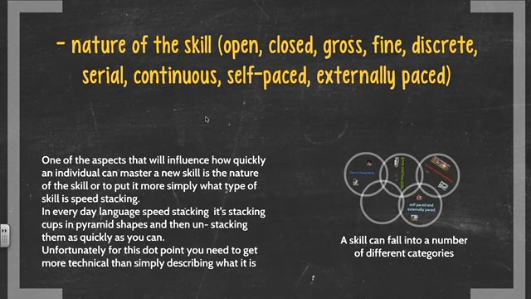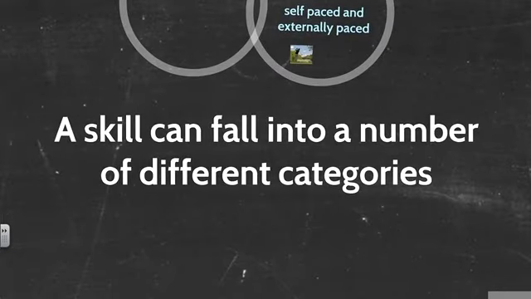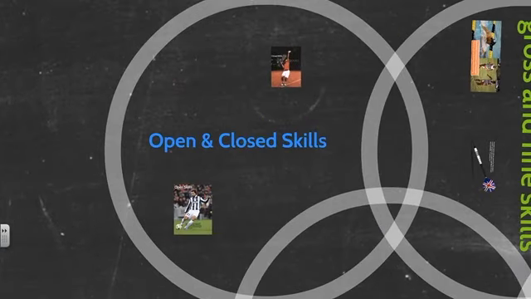So the first actual dash point is nature of the skill, and one of the aspects that will influence how quickly an individual can learn a new skill is what type of skill it is, or put it more simply, what type of skill is speed stacking? Well, in everyday language, speed stacking is simply stacking cups in pyramid shapes and then unstacking them as quickly as you can under the pressure of timing. Unfortunately for this dot point, you need to get more technical than simply just describing what the skill is. A skill can fall into a number of different categories, and that's what makes up this particular dash point.